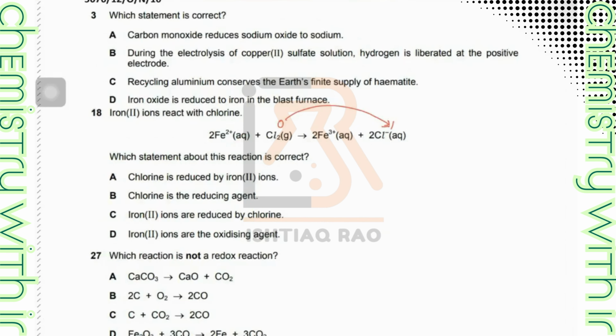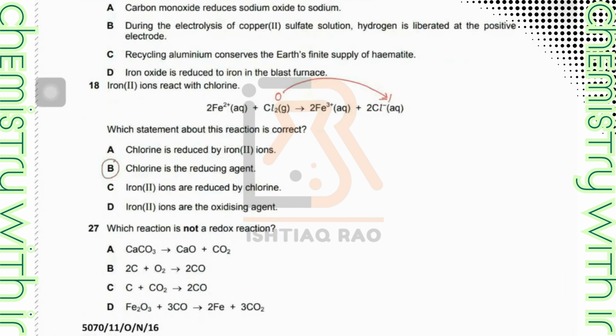But what about B? Chlorine is the reducing agent? No. When something gets reduced, it produces oxidation in someone else, so it is an oxidizing agent. So B is incorrect.